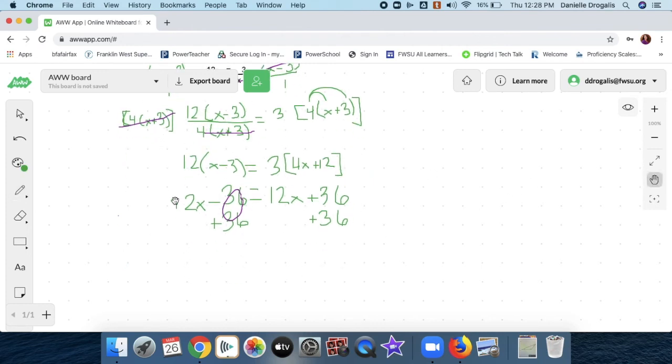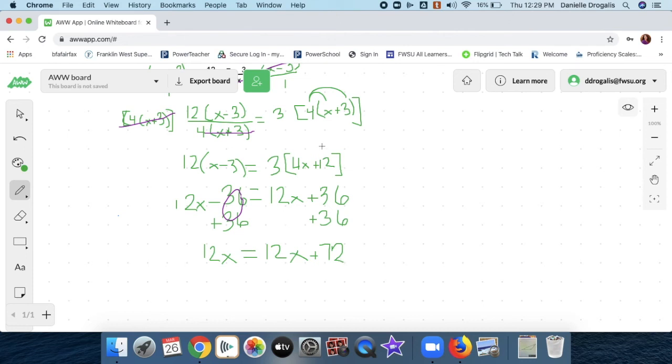So let me scroll down a little bit. So we are going to have 12x on the left is equal to 12x. We haven't changed that yet, so there it is. And then 36 plus 36, that will end in a 2, so plus 72. Okay, excellent.